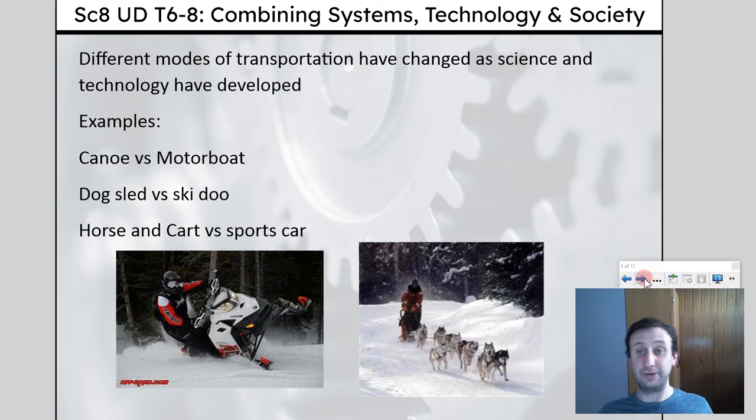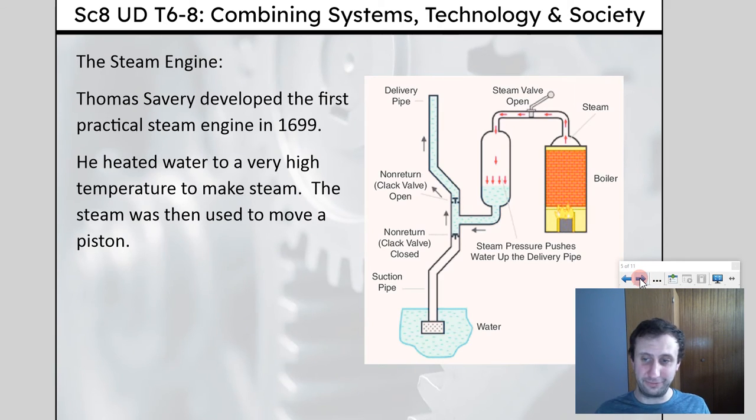Different modes of transportation have changed as science and technology have developed. Newsflash. Examples: canoe versus motorboat. Motorboats go a lot faster and they're easier because you don't have any of that pesky paddling. Dog sled versus skidoo. You don't need the dogs anymore because you've got the engine in the skidoo. Horse and cart versus sports car. So, you get the trends, right? Transportation has changed as a result of machinery.